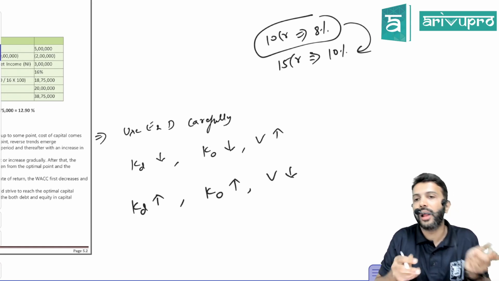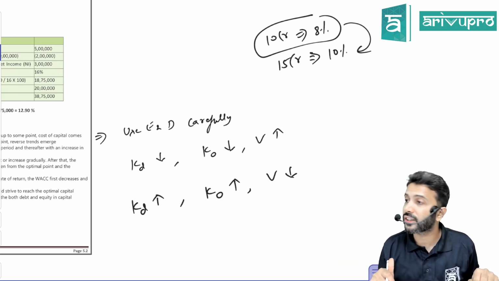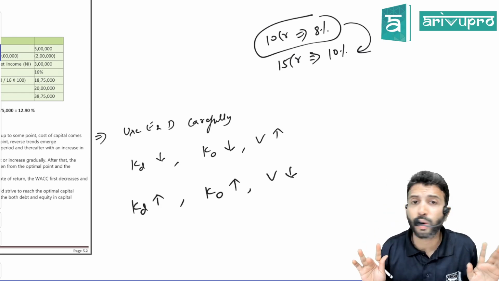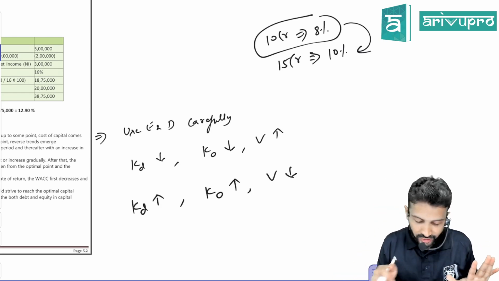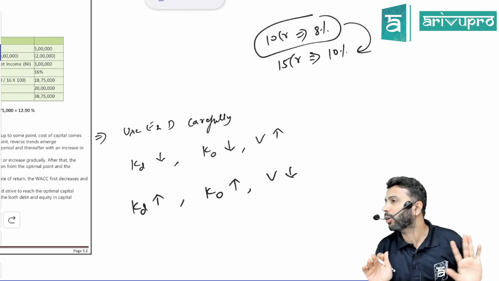Value of the firm will decrease. That is what this approach is trying to say. That's the reason you need to use debt carefully, not left, right, center. Overuse of debt is not allowed. Okay, sir. That is what this particular concept is all about.